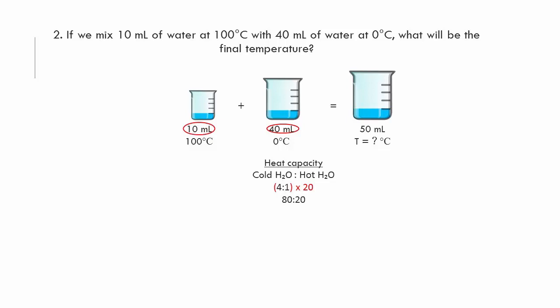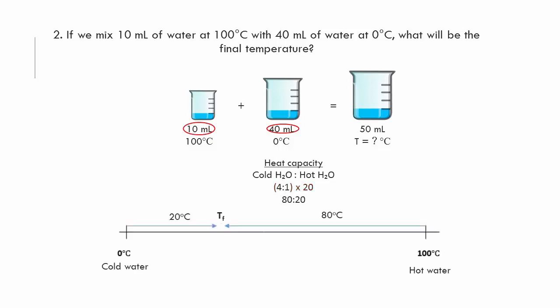The bigger the heat capacity, the harder it is to change the temperature. In other words, the hot water will lose 80 degrees for every 20 degrees gained by the cold water. The final temperature of the water will therefore be 20 degrees Celsius.